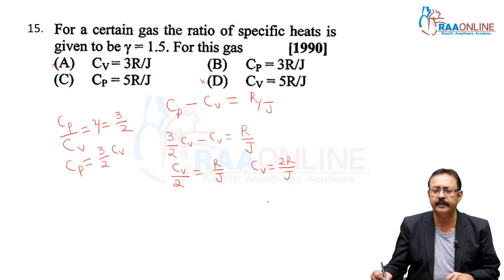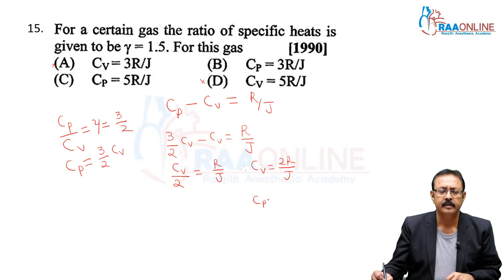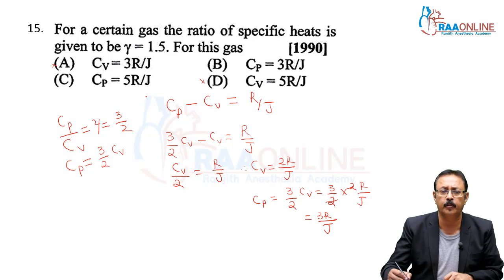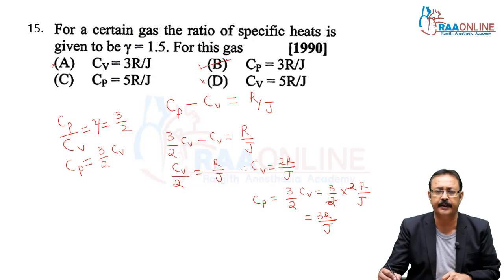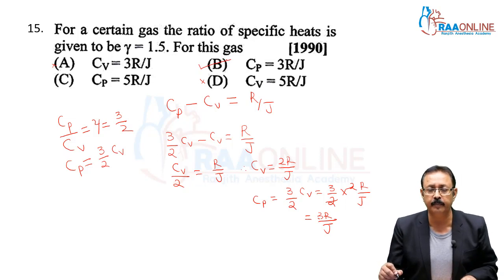Now we will go for Cp. What is Cp? Cp is 3 by 2 of Cv. So 3 by 2 of Cv, with Cv being 2R by J, what value of Cp are we getting? 3R by J. For this mixture of gases, Cp is equal to 3R by J. Yes, two options are there, in one 3R by J, in one 5R by J. So we are going with option B. So it was a problem based on Mayer's formula and the definition of gamma.